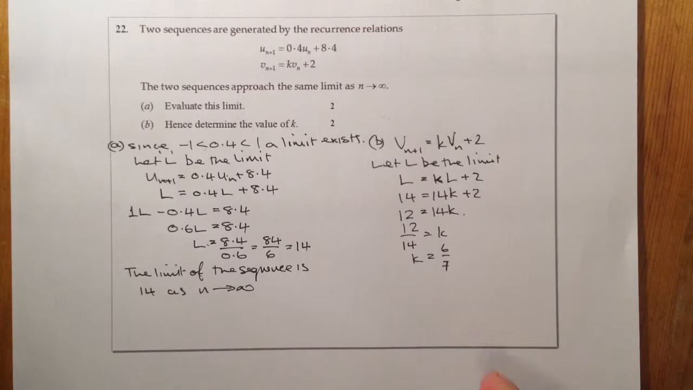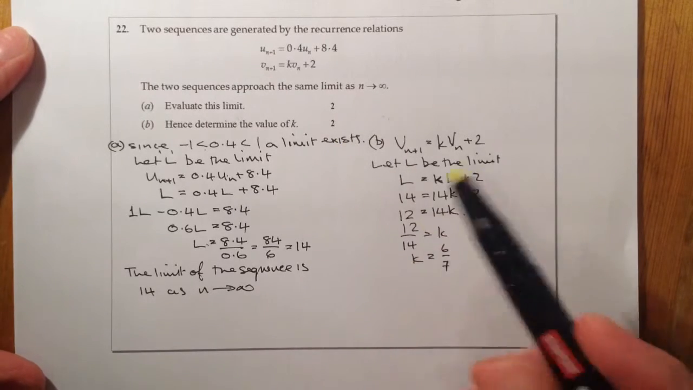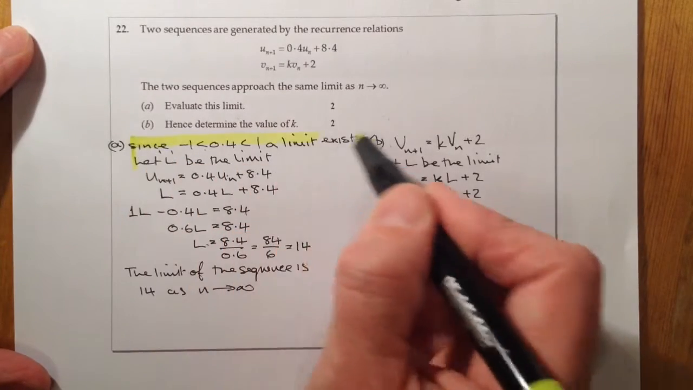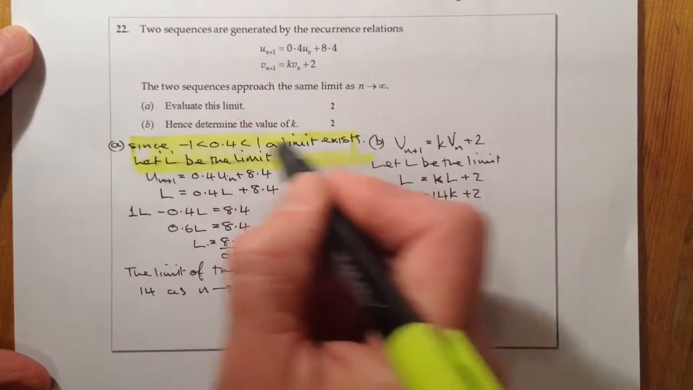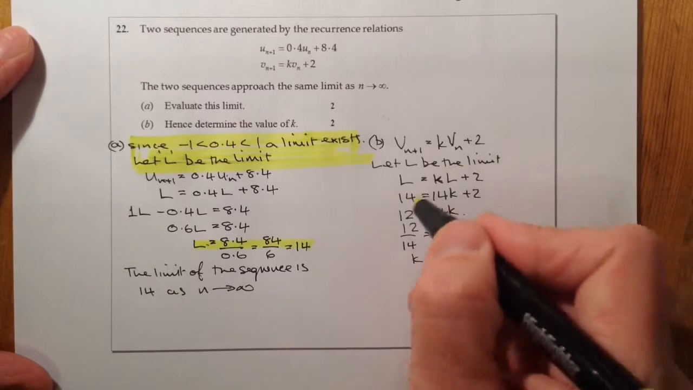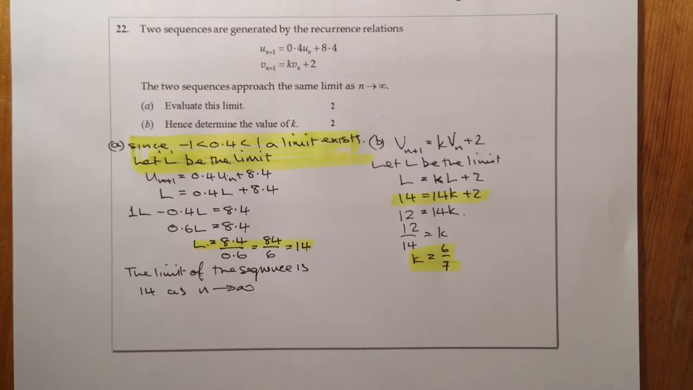And I can see that that value there lies in between -1 and 1, so therefore a limit would exist for that sequence. Right then, so let's go ahead and see the marking. So I've got 2 marks for A, 2 marks for B. I'm going to go for 1 mark for making a statement that the limit exists, and also can let L be the limit, and just 1 other mark here for letting L equal to 14. For part B, I'll get 1 mark for substituting in the 14, and finally 1 mark for getting k is equal to 6/7.